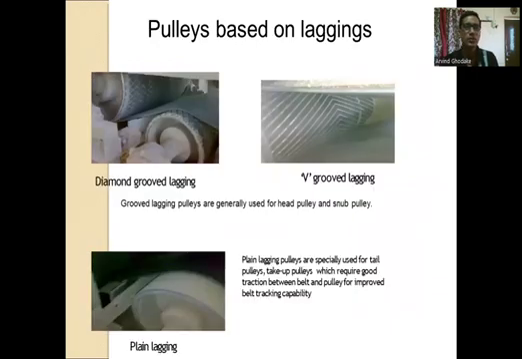Next, pulleys based on lagging. Here diamond groove lagging is used. Then V groove lagging is also used. Groove lagging pulleys are generally used for head pulleys and snub pulleys. Then plain lagging pulleys are also used. Plain lagging pulleys are specially used for tail pulleys and take-up pulleys, which require good traction between the belt and pulley for improved belt tracking capabilities.